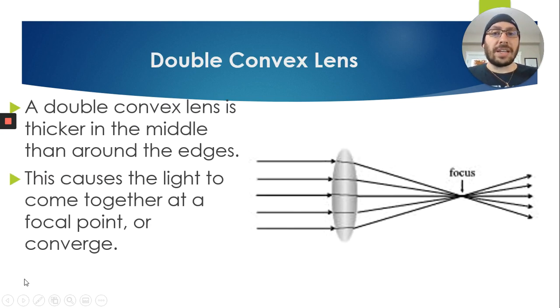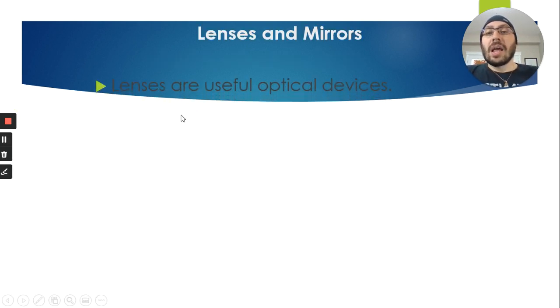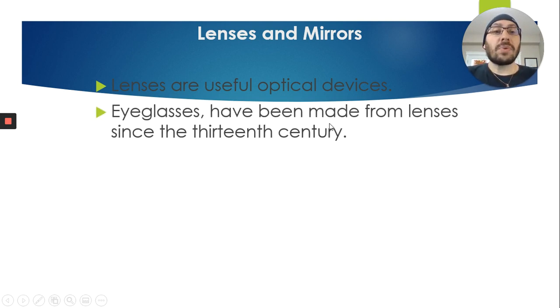So again, you're stuck on a desert island. One of these things can help you find clues, find really small things, but it can also converge all the light from the sun to a certain point so that you could start a fire and stay warm, cook some food, have a good time. Lenses are useful optical devices, as are mirrors. Eyeglasses have been made from lenses since the 13th century. So these glasses have been using lenses since long before we were born to help improve our vision.